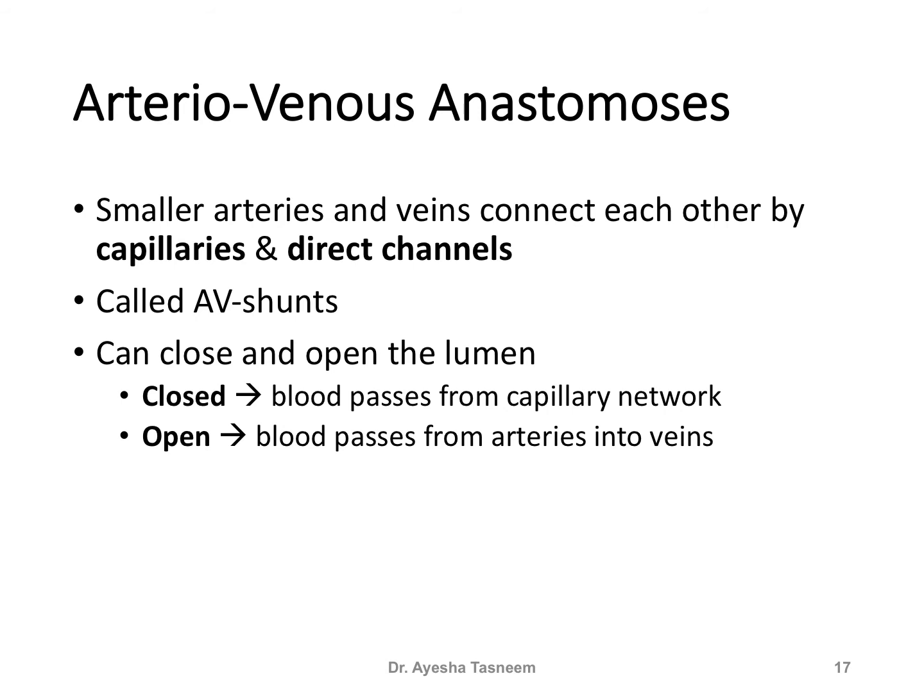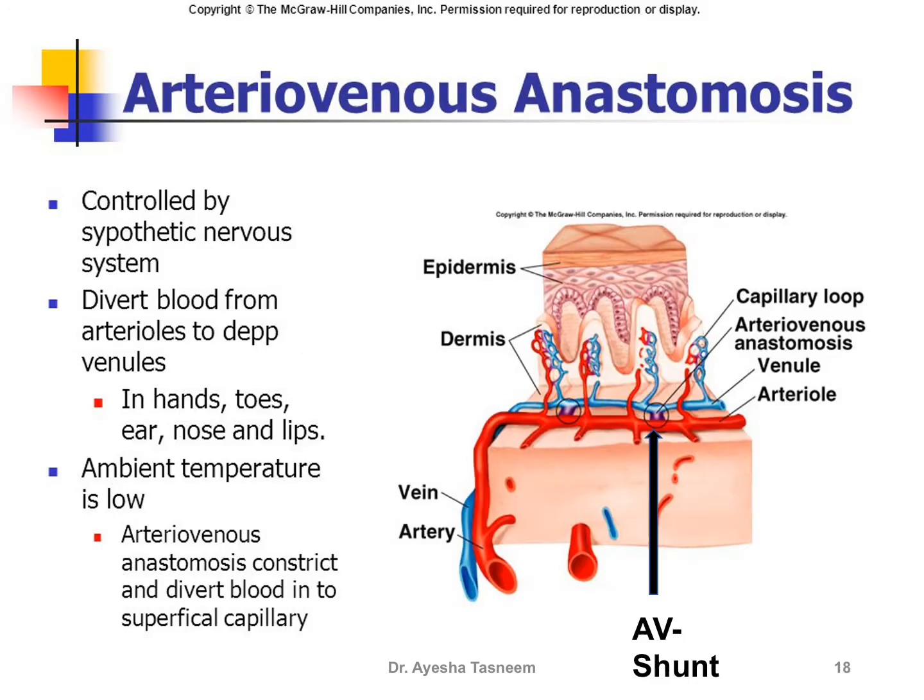These are also known as AV shunts because they shunt arterial blood into venous blood. Arterial shunts contain a large amount of smooth muscle in their walls. In this case they can be closed, and they can close and open the lumen. If they are closed, blood passes through the capillary network. If they are open, blood directly passes from arteries into the veins.